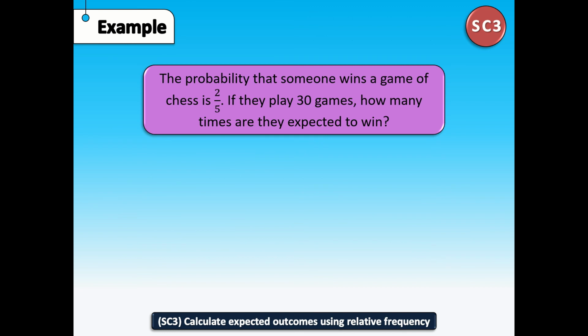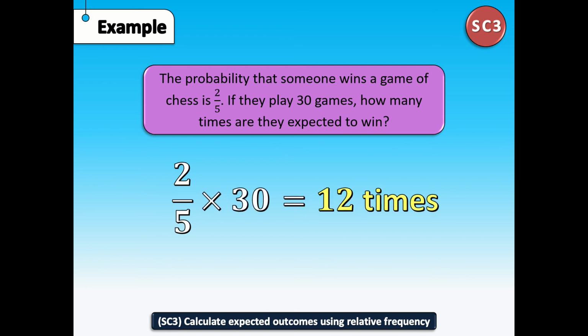This question says the probability that someone wins a game of chess is 2/5. If they play 30 games, how many times would they be expected to win? So for this, we do 2/5 times by 30, which is 12. So you'd expect them to win 12 times.